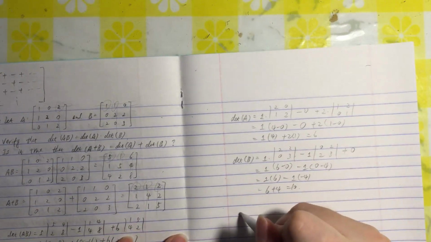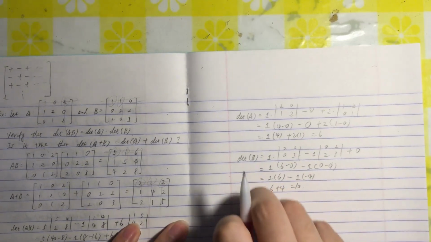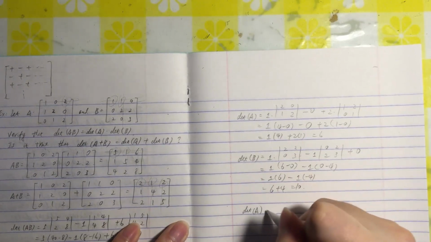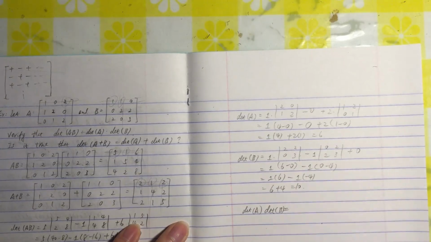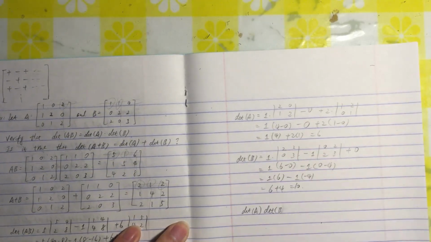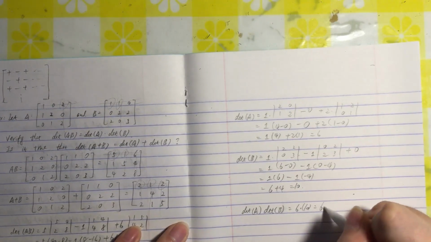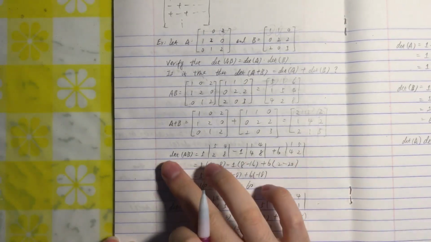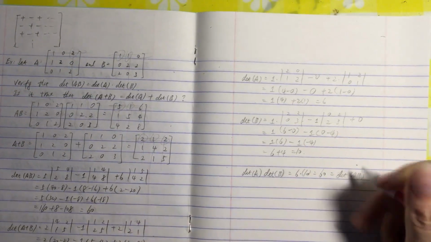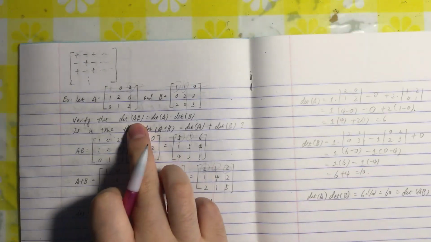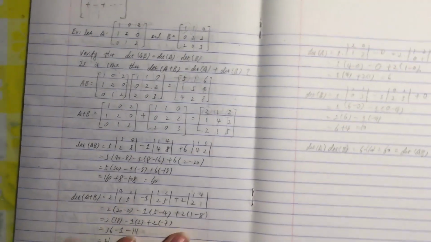Then let's check the determinant of A times B. The determinant of A times the determinant of B is equal to 6 times 10, which is 60. 60 is the same as the determinant of AB. So now we verify that the determinant of A times B is the same as the determinant of A times the determinant of B.